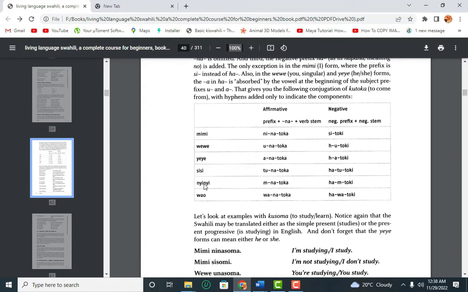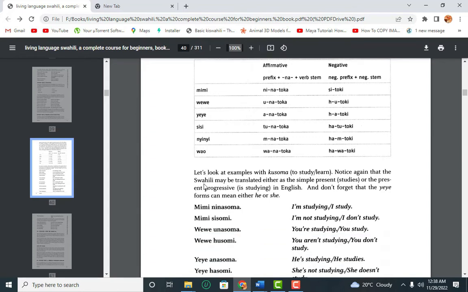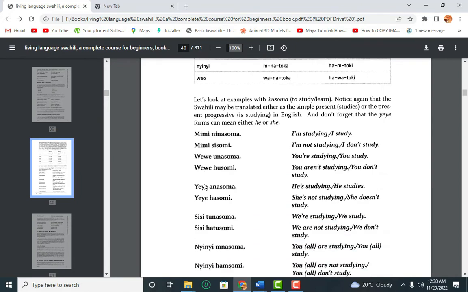The next one, nyinyi mnatoka. In the negative, hamtoki. The last one, wao. In the affirmative, wanatoka. In the negative, hawatoki. Let's look at examples with kusoma, which means to study or to learn.